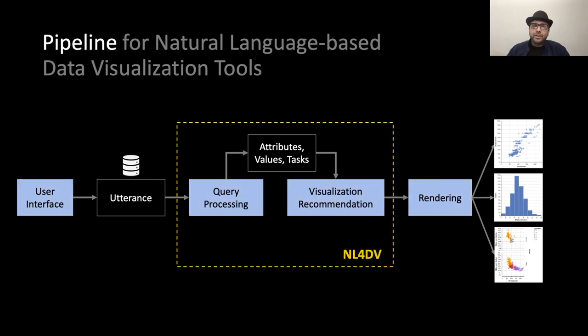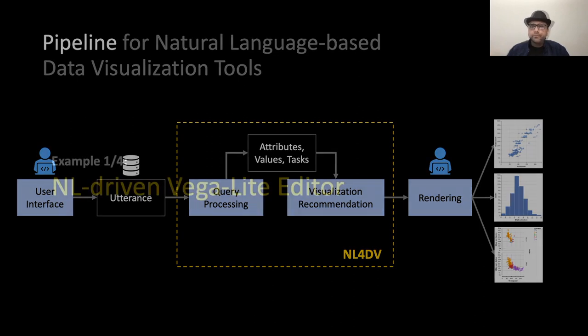To help visualization developers who may not have the necessary NLP expertise, we developed a Python toolkit called NL4DV that automates the core tasks of query processing and visualization recommendation, allowing developers to focus more on designing and developing the user interface. Let me now show you different ways in which this toolkit can be used.